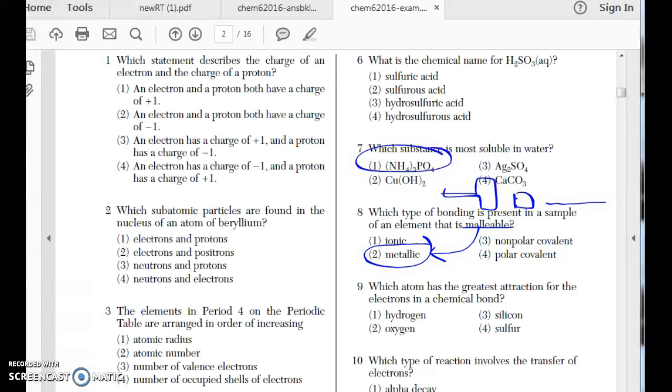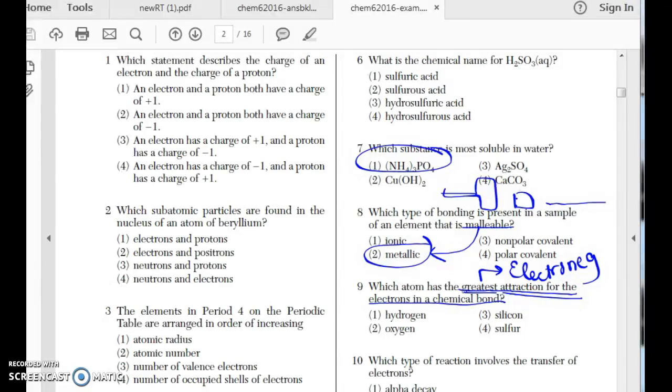Which atom has the greatest attraction for electrons in a chemical bond? I've told you many times, guys. You need to know the definition of this. Otherwise, it becomes maybe a difficult question. This is simply the definition for what we call electronegativity. So the greatest attraction for electrons in a chemical bond means the greatest electronegativity.